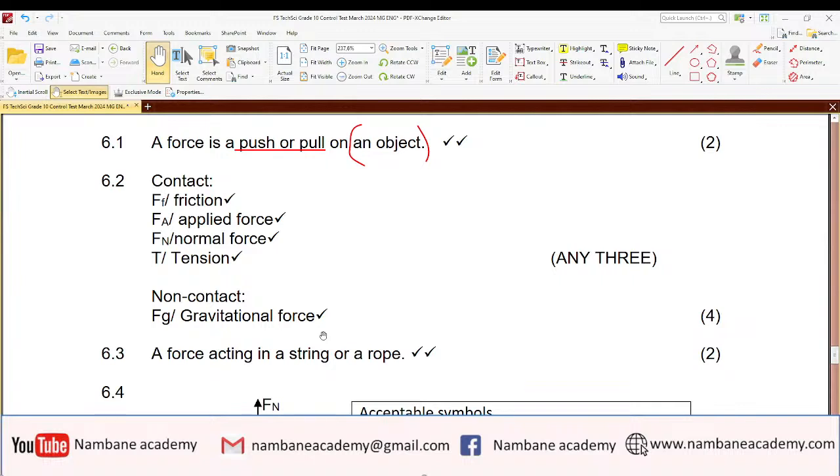The letter T represents tension. Define the term tension.